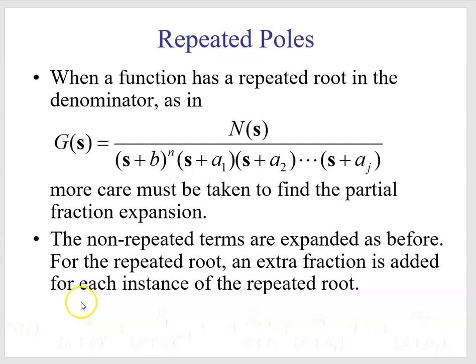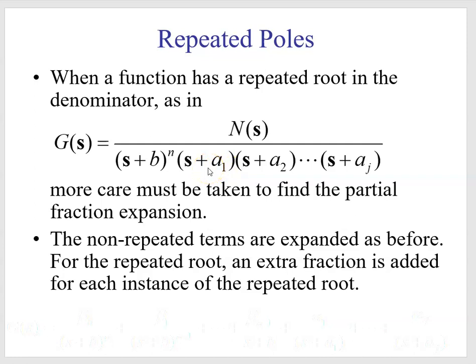All right, let's look at a method to do partial fraction expansion when we have a repeated root in the denominator. If we look here at this function of s, we have a numerator that is some function of s that must be of an order less than that of the denominator. Our denominator has a root at s equal to negative b that has n repeated roots, and then it has 1 through j distinct roots.